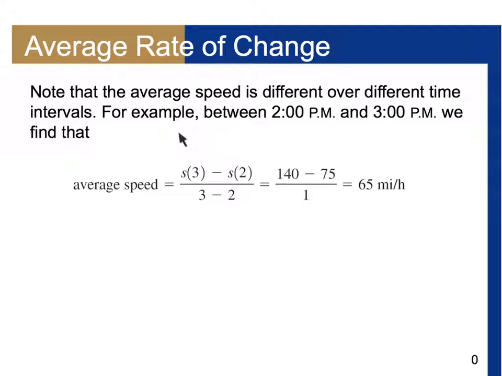So let's say we want to look at the average speed between 2 p.m. and 3 p.m. So we take S of 3 minus S of 2, which is 140 minus 75, over 3 minus 2, t equals 3, t equals 2. So 140 minus 75 is 65, over 1 is 65. So we traveled between 2 p.m. and 3 p.m., or t equals 2 and t equals 3, at an average of 65 miles per hour.